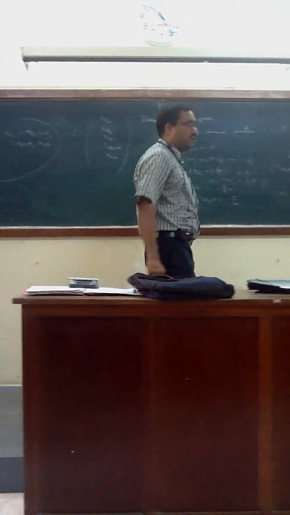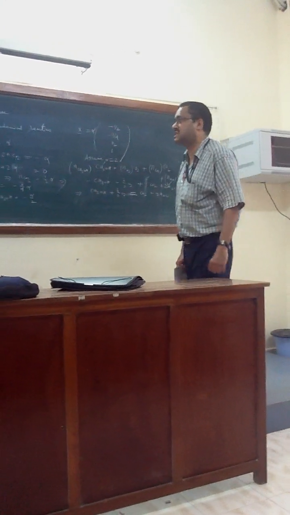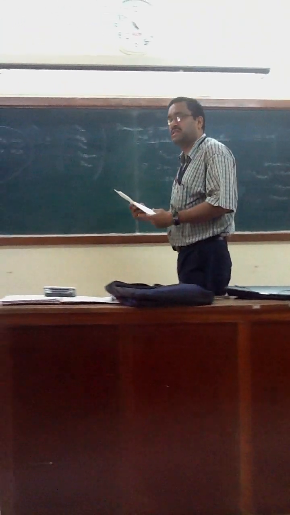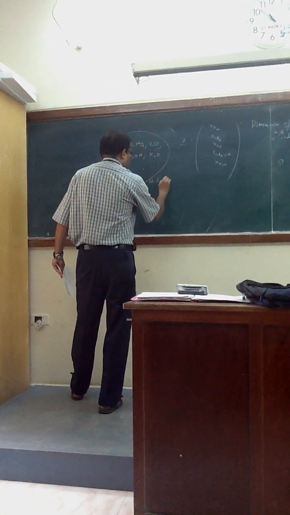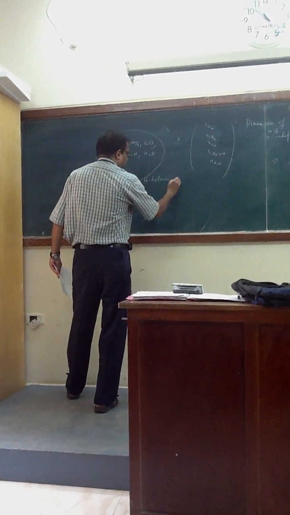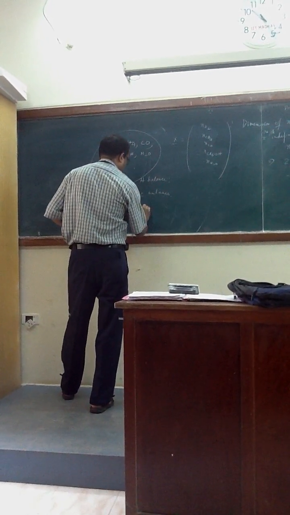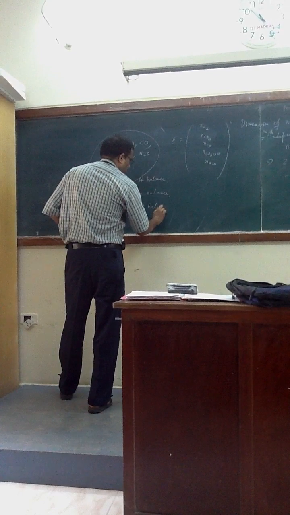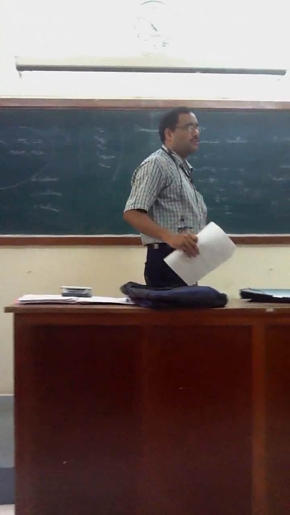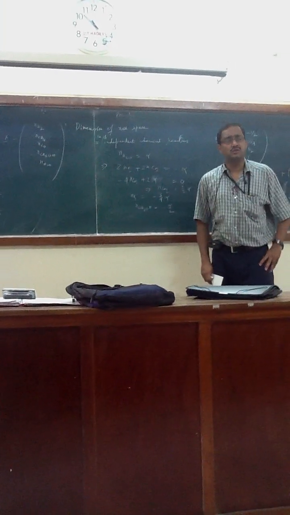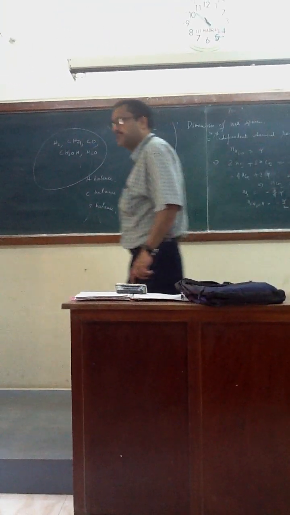What are the species available? Atomic species: C balance, H balance, O balance. So we'll first write H balance for a change. H balance, C balance, and O balance. Okay, we will volunteer H balance. So first we talk about H balance. Who will talk about H balance?